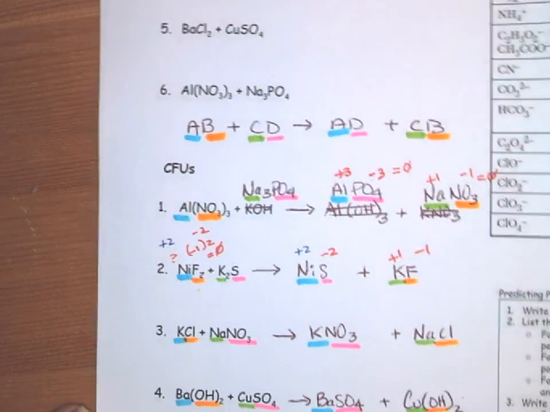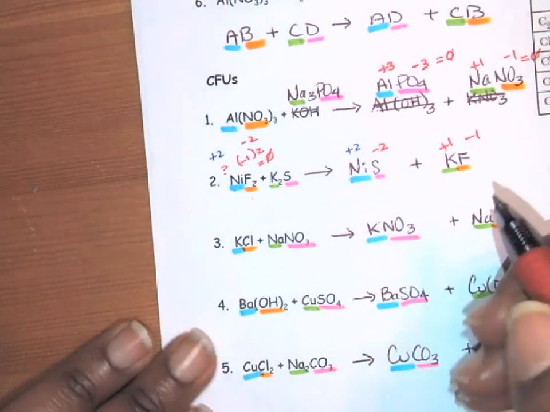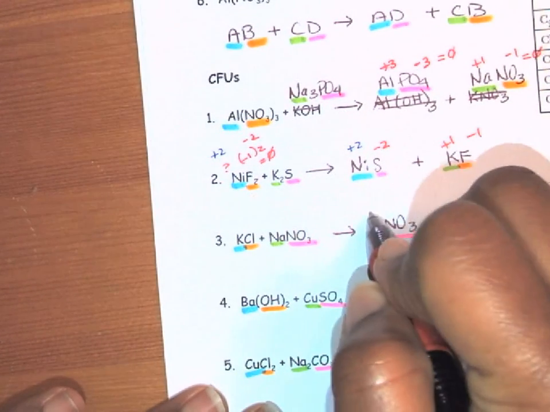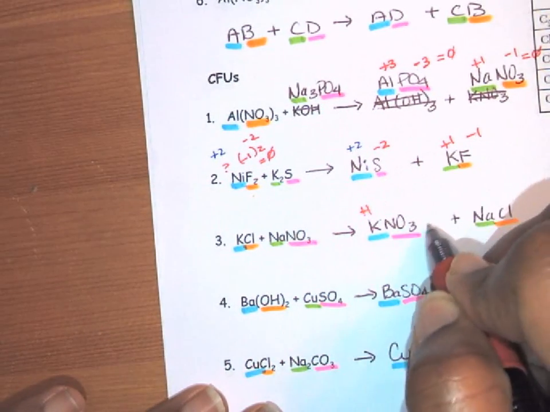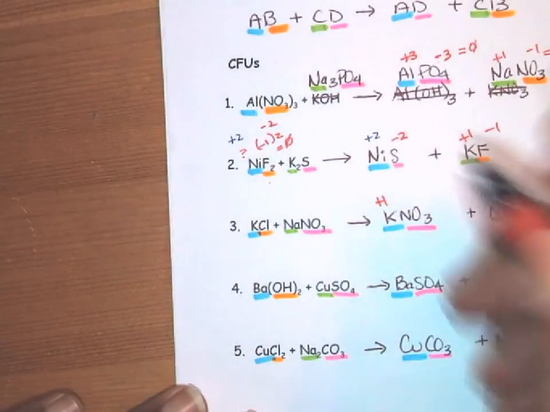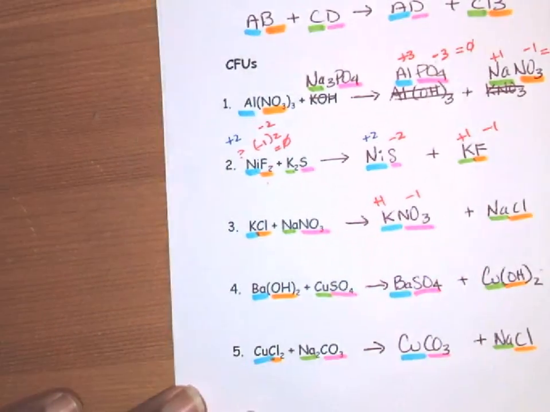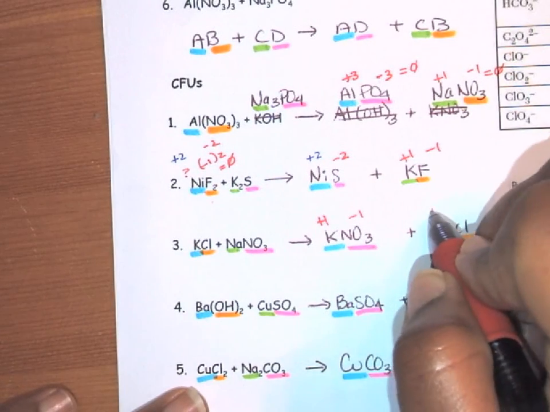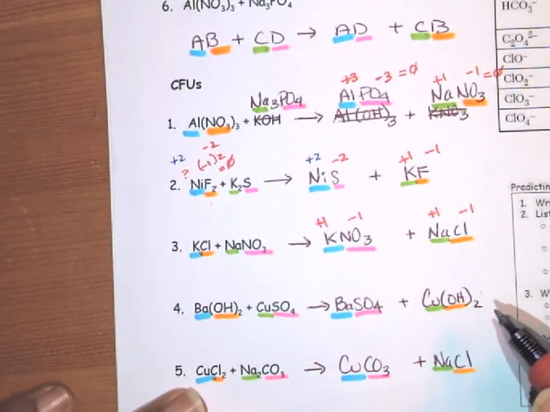Okay. I'm just going to quickly go through the rest of these. So potassium is in group 1. It has a +1 charge. Nitrate, if you look on this table, you will find that it has a -1 charge. The overall charge here is 0, so that's the correct formula. Sodium is +1. Chlorine has a -1 charge.